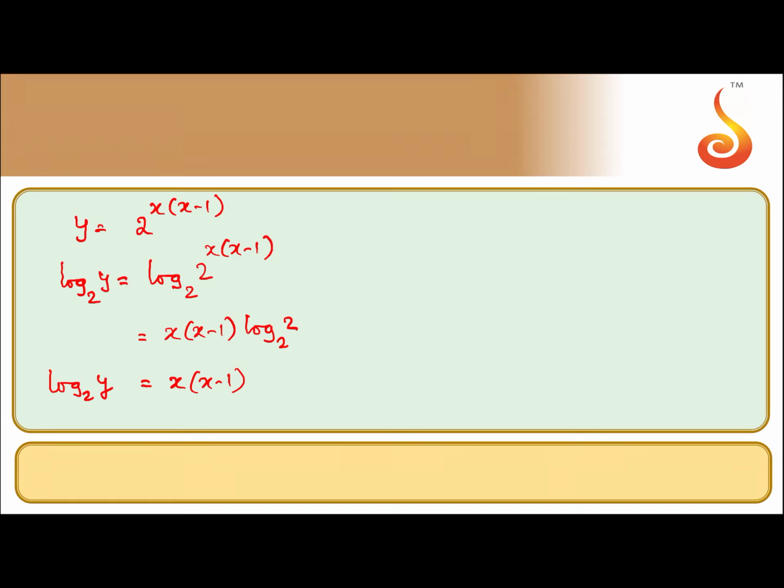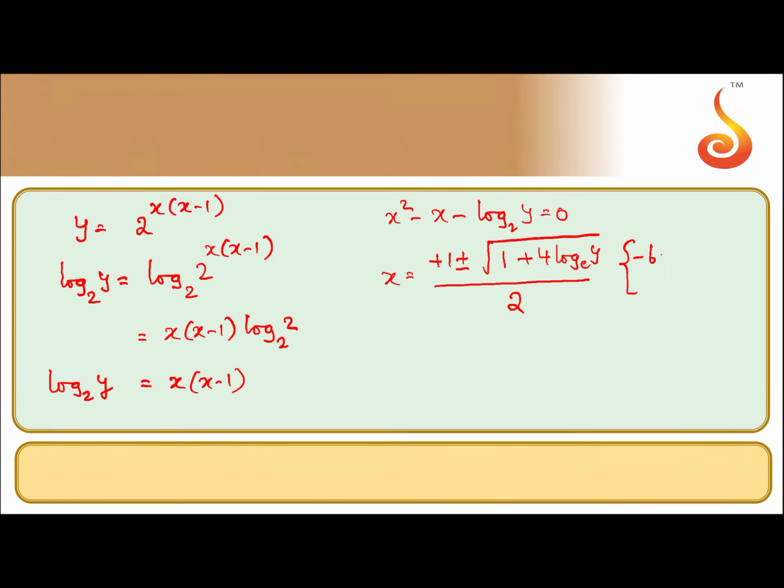Now we can write this as x square minus x minus log base 2 y equal to 0. We have to make x the subject, so x equals minus b plus or minus under root of 1 plus 4 log base 2 y. We have used minus b plus or minus under root of b square minus 4ac by 2a.